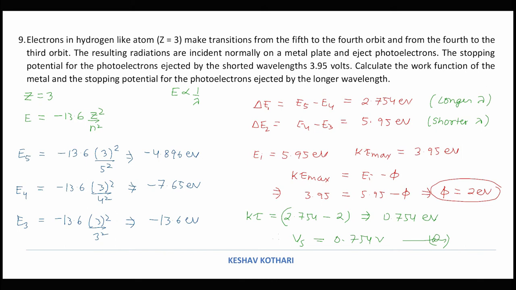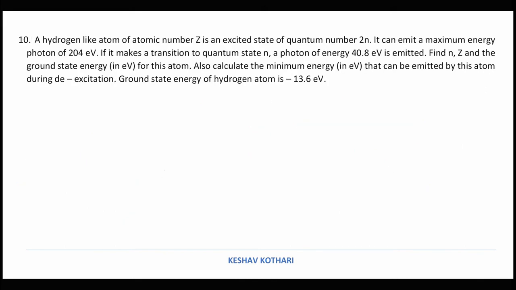Let us move to the next one. Question number 10. A hydrogen-like atom of atomic number Z is in an excited state of quantum number 2n. It can emit a maximum energy photon of 204 electron volt. If it makes a transition to quantum state n, a photon of energy 40.8 electron volt is emitted. Find n, Z and the ground state energy for this atom.